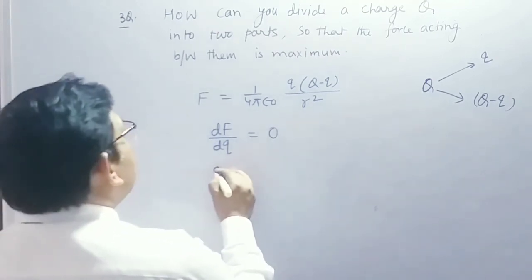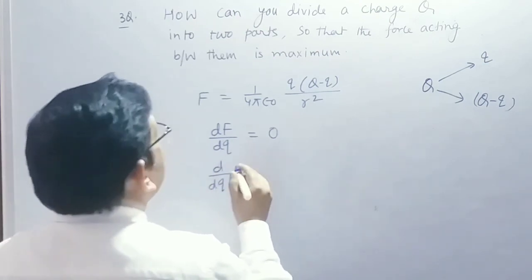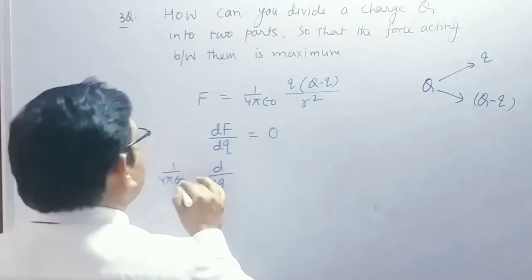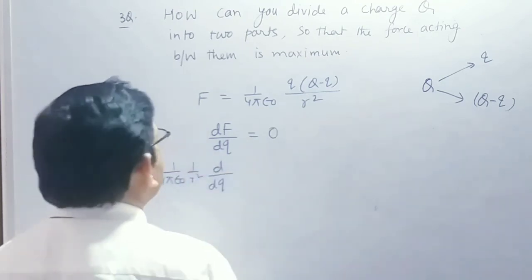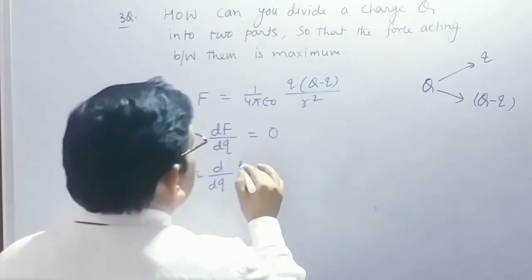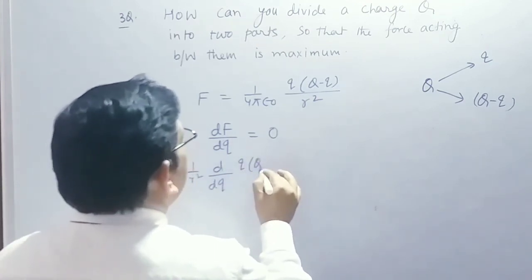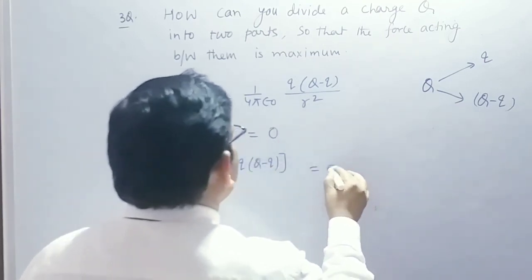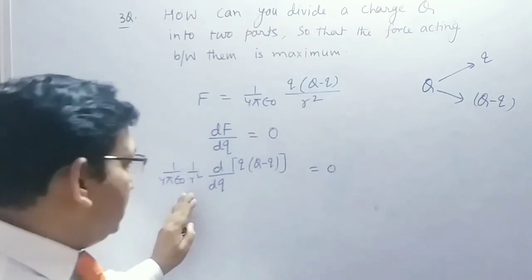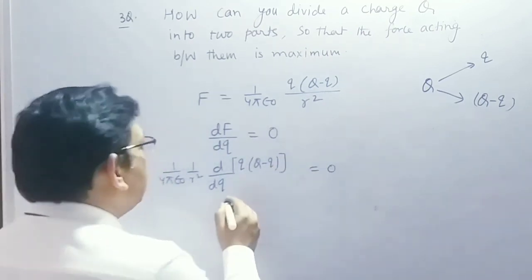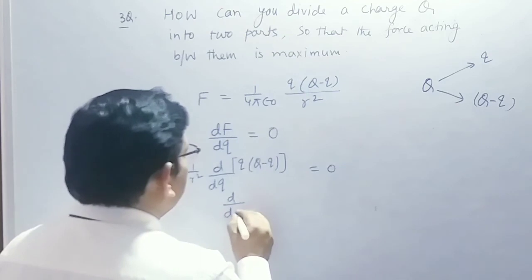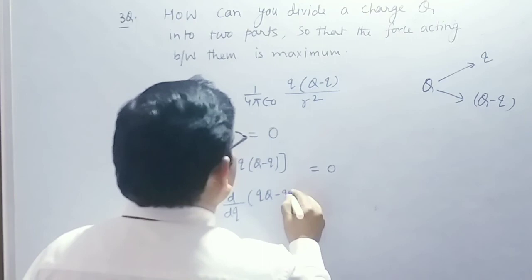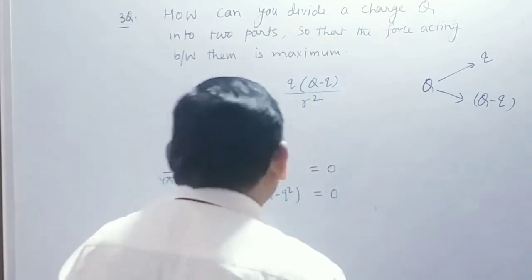So d by dq, what is the value of F? 1 by 4 pi epsilon is constant, take it outside. R square is constant, take it outside. And the rest of the term is q times Q minus q, and this must be equal to 0. Now the constant term coming to this side becomes 0. So we have d by dq of qQ minus q square is equal to 0.